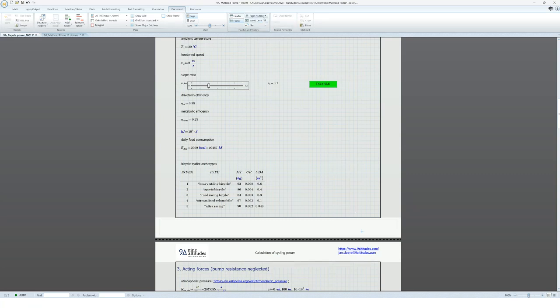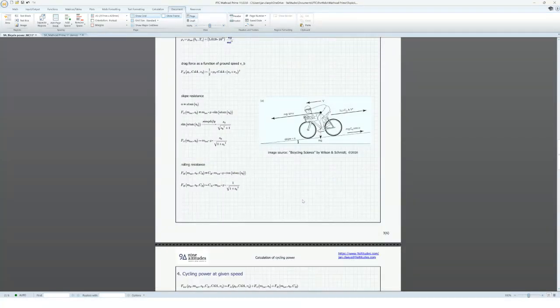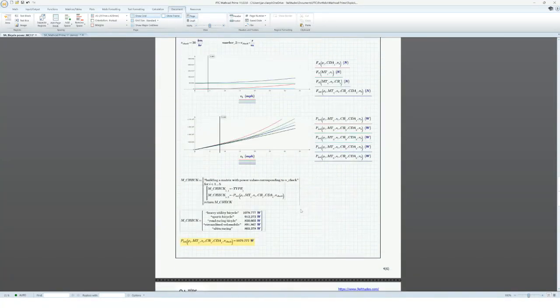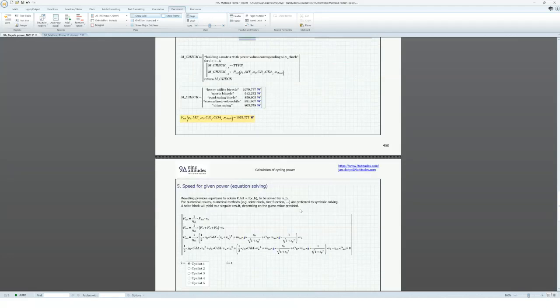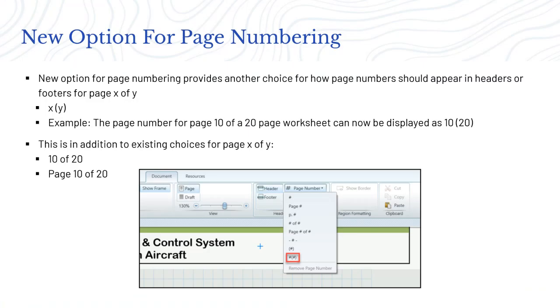Then I go to page number, and here this one is new. So this is not a very important innovation, but anyway, this was not possible before. So a new way of numbering the pages.